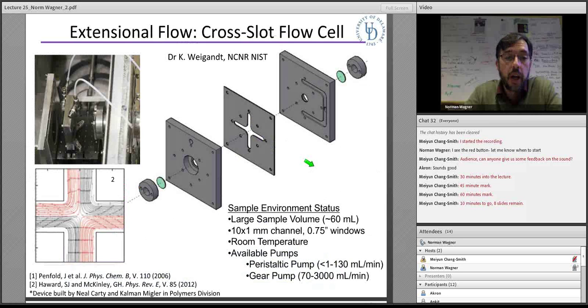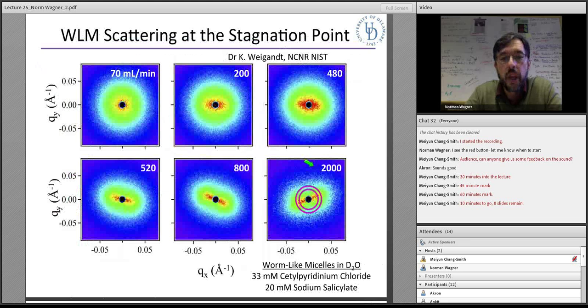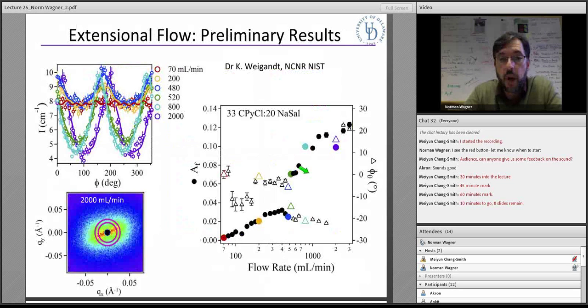Briefly, I'll just show you a slide or two. I realize we're pretty much out of time. Just a slide or two about extensional flow. As you change the flow rate, shown here, you get different degrees of orientation depending upon where you look in the flow direction. And so you can learn a lot now about worm-like micelle or polymer alignment under flow. Okay, but now the flow is not trivially shear, it's extension, which is actually much stronger in alignment and much more relevant for some processing flows.